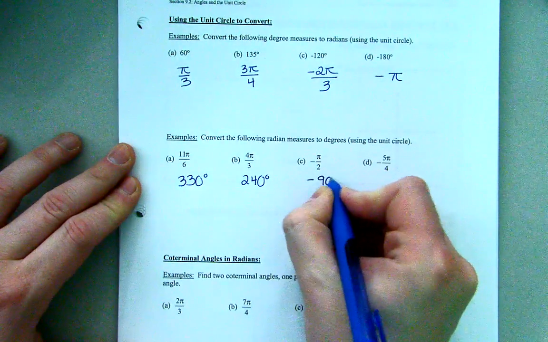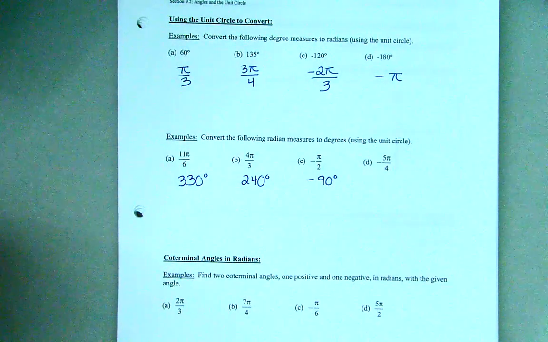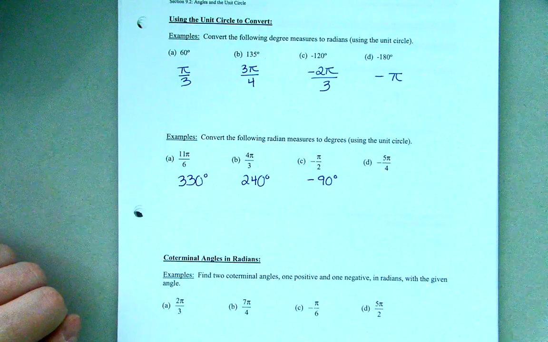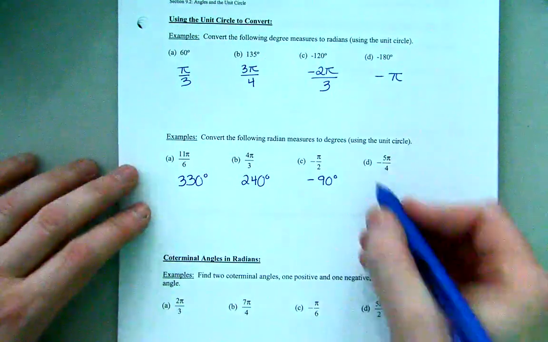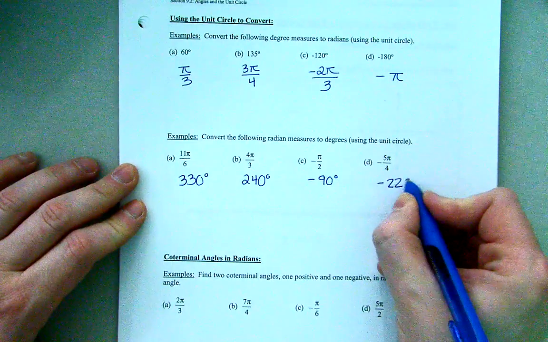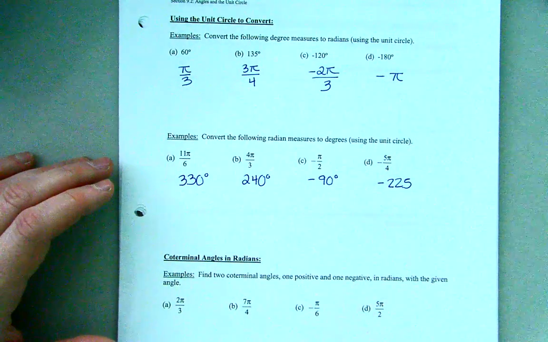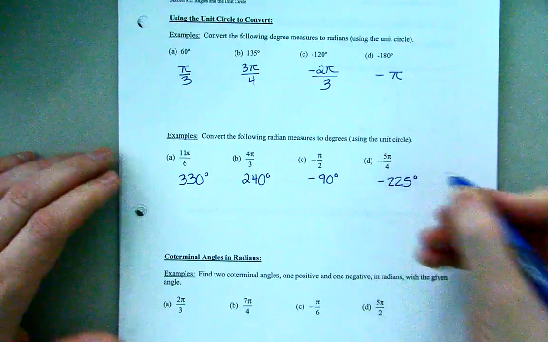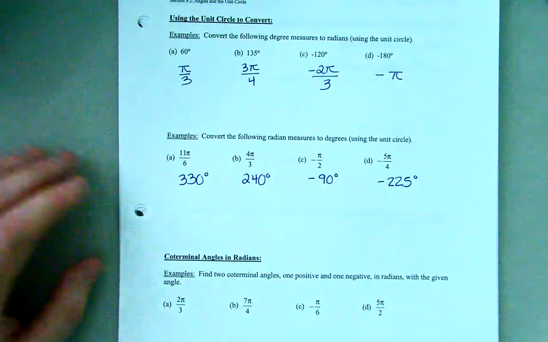Just do pi over 2. That's 90. Make it negative. Negative 5 pi over 4. Negative what? Negative 225 degrees. Negative 225 degrees. Easy enough.